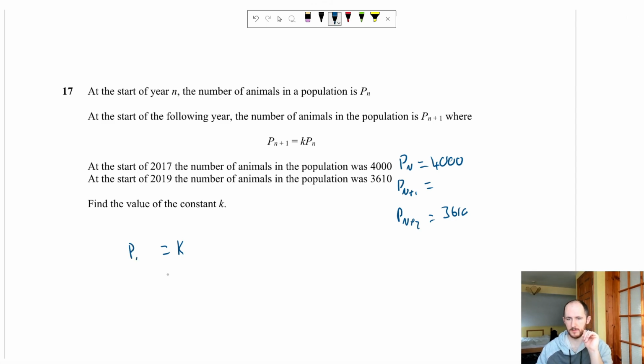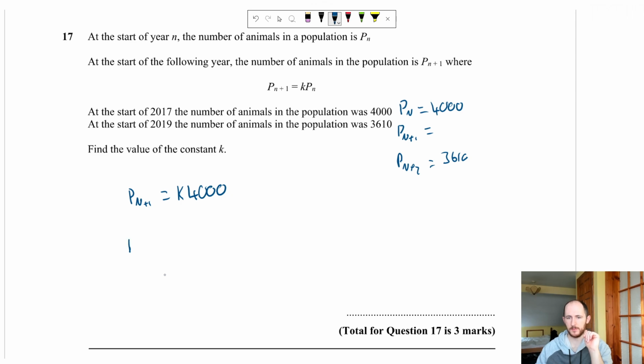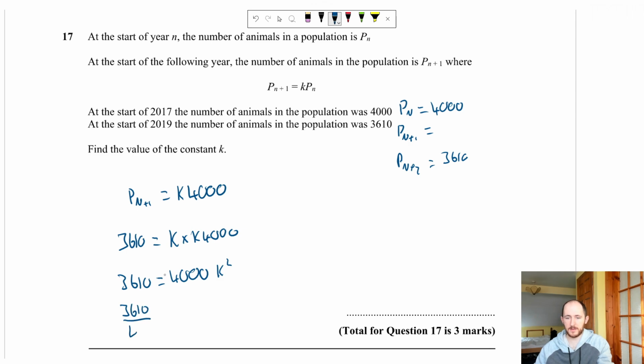So Pn plus 1 is K times 4,000, which means Pn plus 2, which is 3,610, is equal to K times 4,000 times K. So that's 3,610 equals 4,000 K squared. So 3,610 over 4,000, divide both sides by 4,000, equals K squared, which means K is just equal to the square root of 3,610 over 4,000.